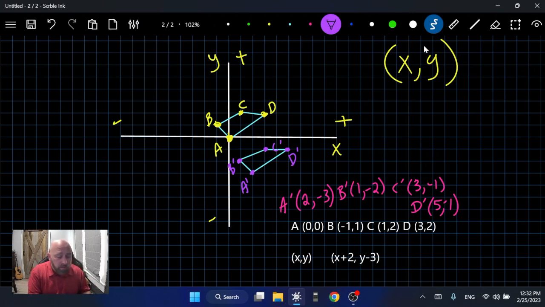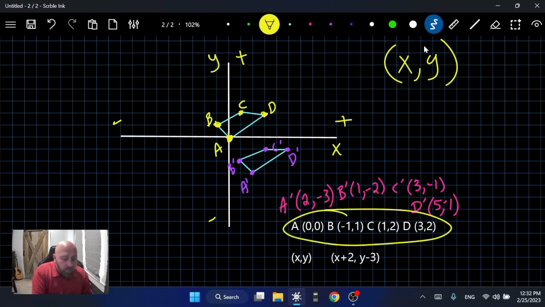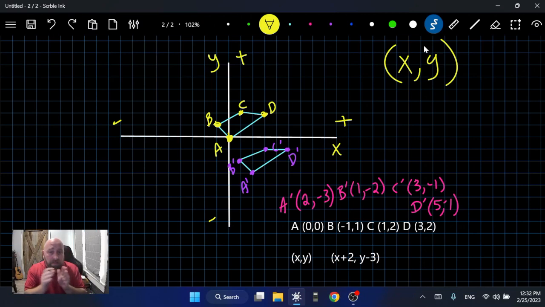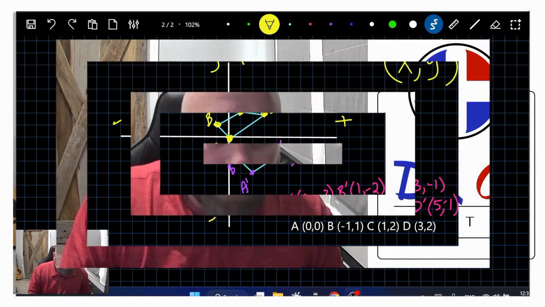All you do is take your original points, okay? So these points that are the originals, and then you're going to plug them into this little translation formula down there. So whatever it does to the x, you do that to the a prime. Whatever it does to the y, you do that to the a prime. Then you go to the b, and then you apply the transformation again, and then you just keep going all the way through your points, and then you connect your lines.